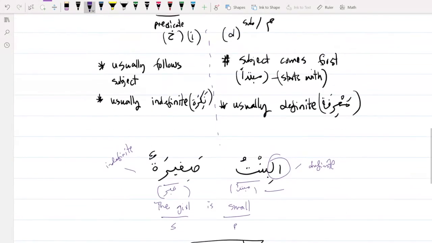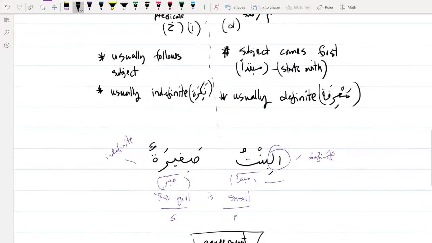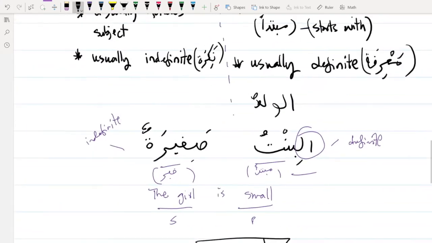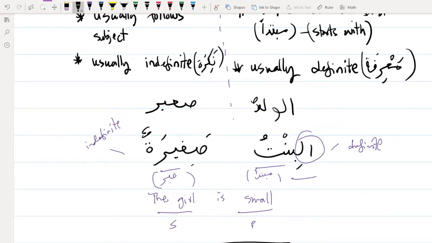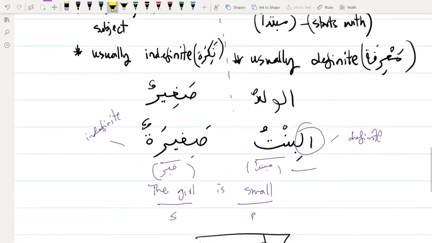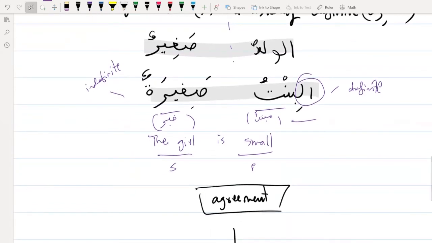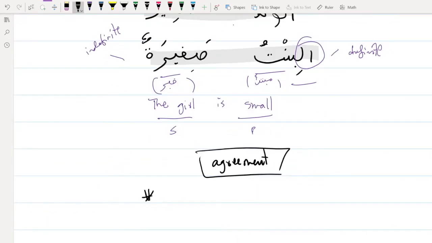Maybe I should give you another sentence. Yeah, just a quick sentence. Al-waladu. So again, I'm writing on my screen here. Saghirun. All right. So now look at these two sentences and think about what kind of agreement the subject and predicate have with each other. They have to agree with what? Gender.